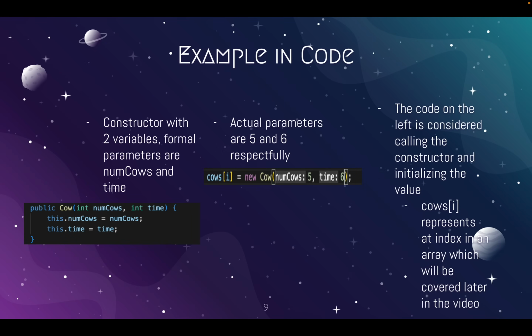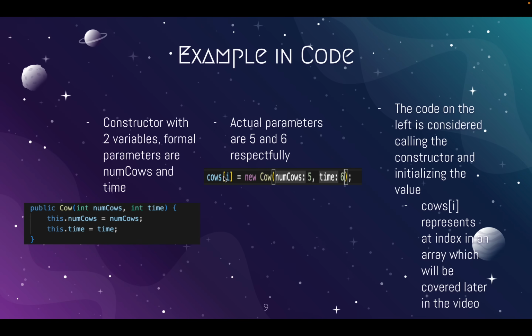Now here are some examples in code. So this is a constructor with two variables. The first one, the cow one. The formal parameters are numCows and time. And let's say I create an object cow here. The actual parameters are 5 for numCows and 6 for time.